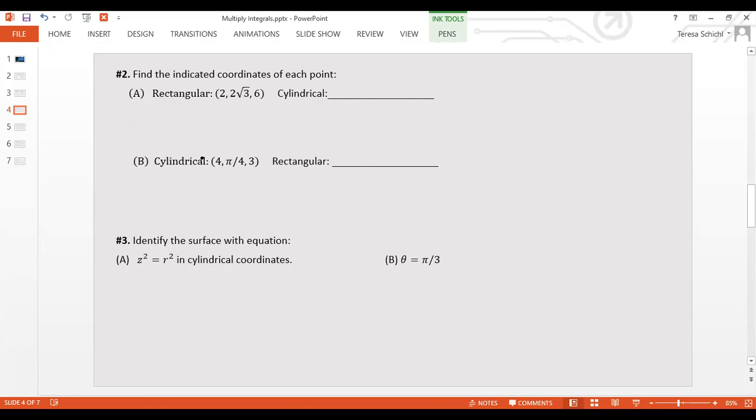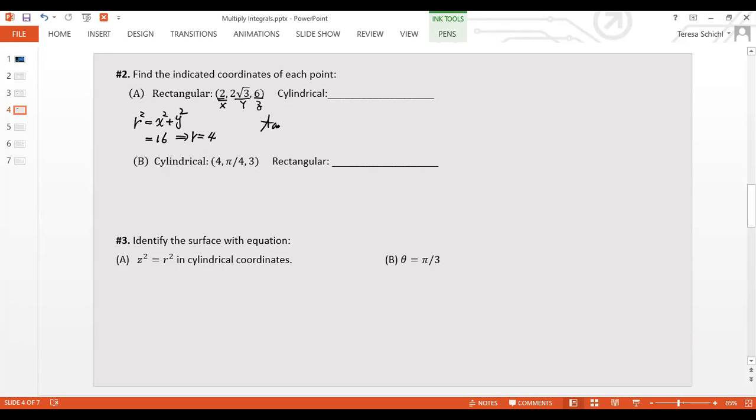So if I have the rectangular coordinates (2, 2√3, 6), how do I change to cylindrical? I know this is rectangular, so this is x, this is y, this is z, right? Just like polar, I know r squared is equal to x squared plus y squared, so this is 16. So what is my r? r is equal to 4, right?